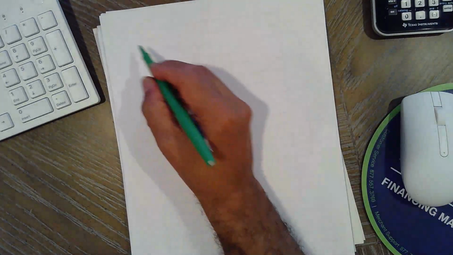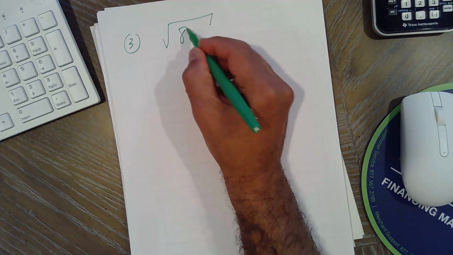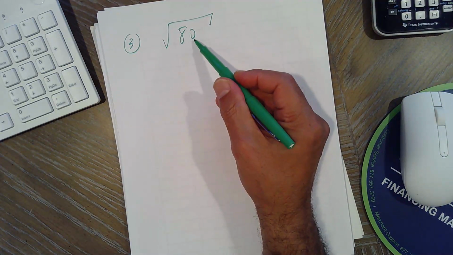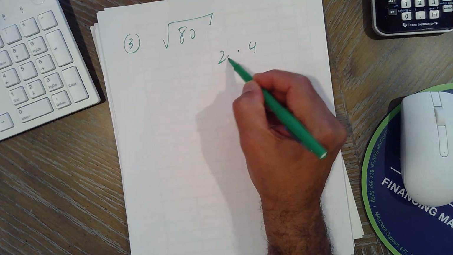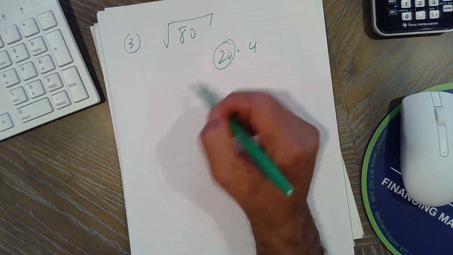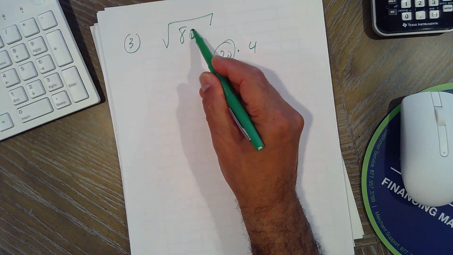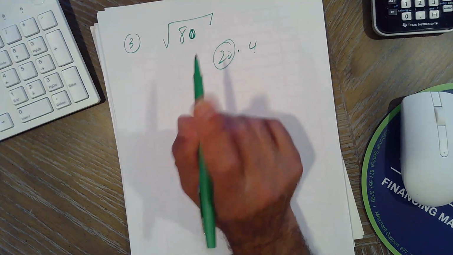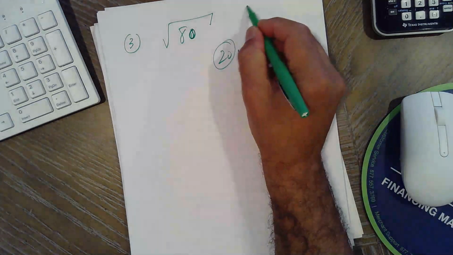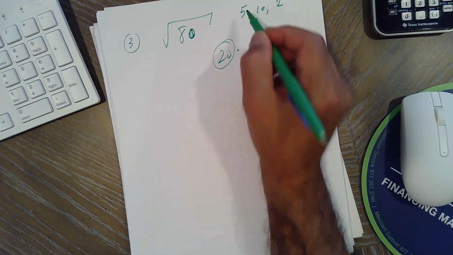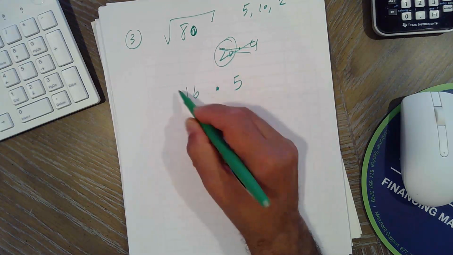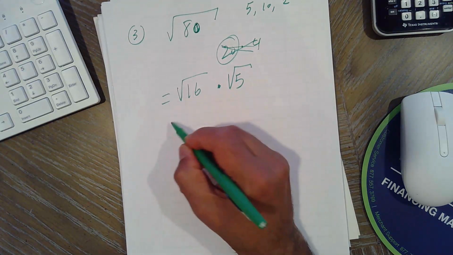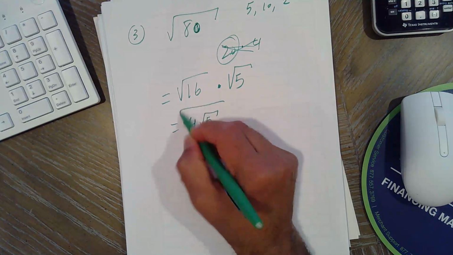Let's look at 80. With 80, it's 2 times 40, which is no good. 3 doesn't divide it. 4 times 20 is good, but it's not good enough because 20 is also 4 times 5. So when your number ends with a 0, try 5 first, then 10, then try 2. Okay, when it ends with a 0. If you try 5, it's 16 times 5. And that's going to be 4√5.